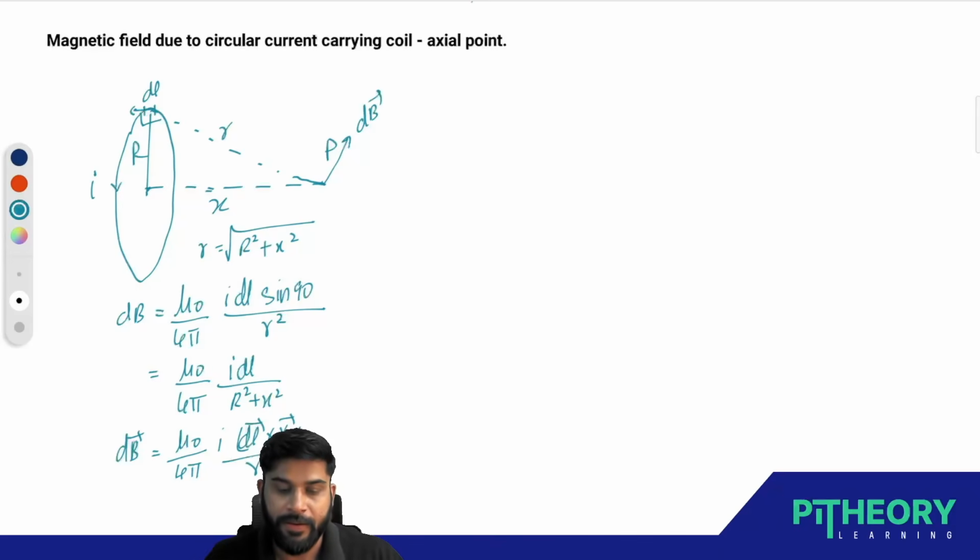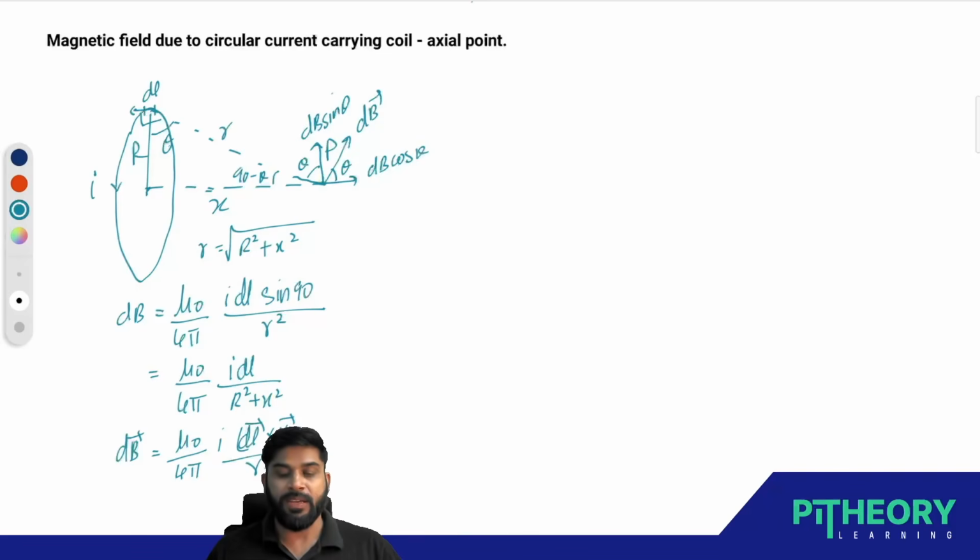Correct? Okay. So if this angle, I'm going to mark it as theta, I'm going to resolve this dB into two perpendicular components. If this is theta, this is 90 minus theta. This will be theta, obviously. This is 90 minus theta, and this you will get as theta. So this component you can write as dB cos theta, and this will be dB sin theta. Very clearly, we can write.